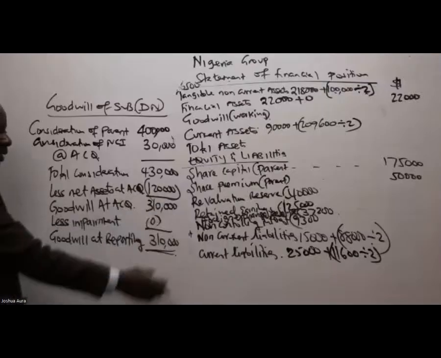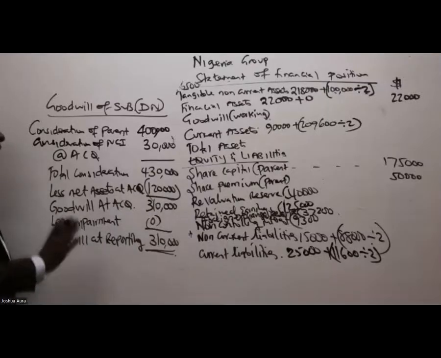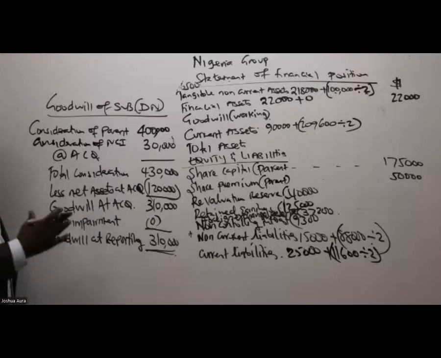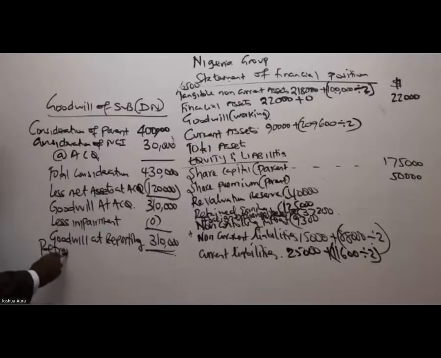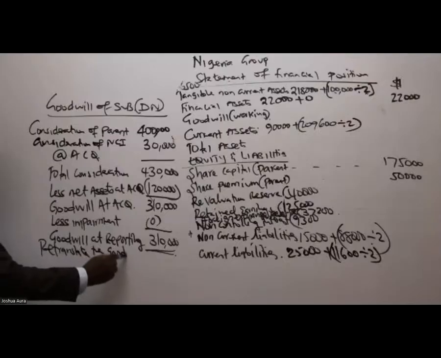I wish I had some space here, but immediately I get this goodwill of a foreign subsidiary, the next thing that I should do is to retranslate the goodwill. So how do we do this?